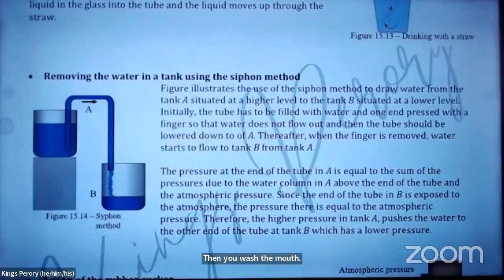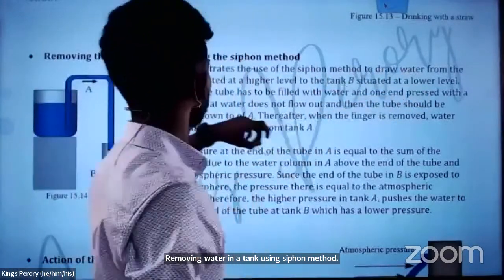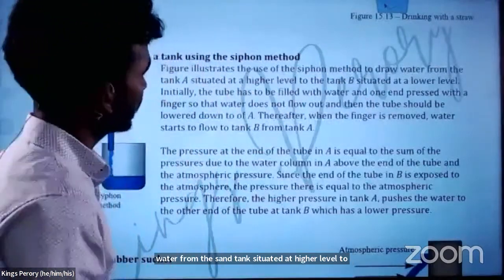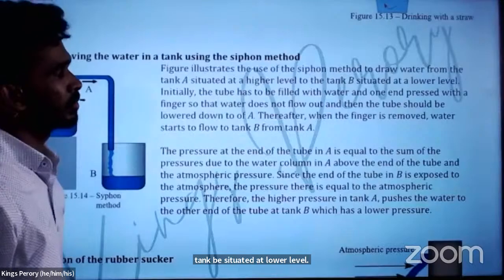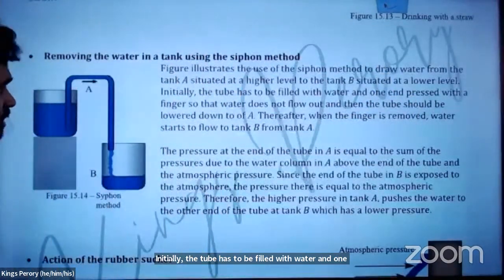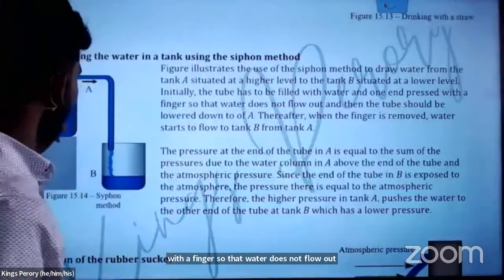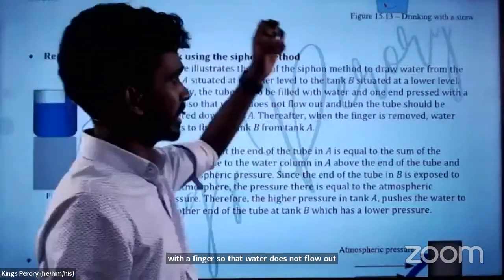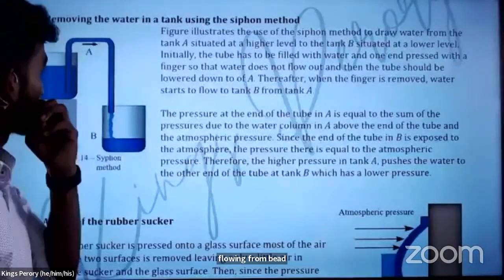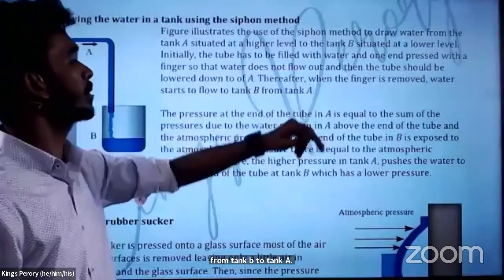Removing water in a tank using the siphon method. The figure illustrates the use of the siphon method to draw water from tank A, situated at a higher level, to tank B, situated at a lower level. Initially, the tube has to be filled with water, and you can press one end with a finger so that water does not flow out, and then the tube should be lowered down into A. Thereafter, when the finger is removed, water starts flowing from tank A to tank B.